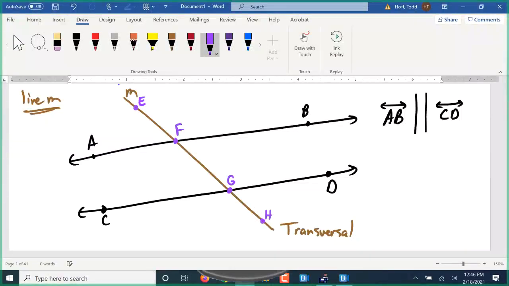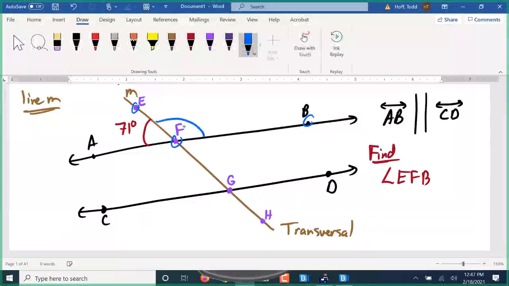Just so I can refer to some things. If I give you that this angle here is 71 degrees, find, now I'm going to introduce a little new notation here. Calling that line M might have been a little floppy here, but M with that angle symbol, if I ask you to find angle EFB, that is just talking about the angle EFB. Here's E, F, and B. That's just saying this angle. It's not asking you to do anything with it. It's just find it. Well, there it is.